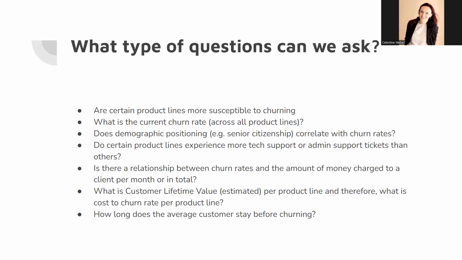So just out of my head, I was thinking of what type of questions we can ask. Are certain product lines more susceptible to churning? What is the churn rate across the product lines? How does demographic positioning, for example, senior citizenship or gender, correlate with churn rates, if at all? Do certain product lines experience more tech support or admin support tickets than others? Is there a relationship between the churn rates and the amount of money charged to a client per month or in total? And what is customer lifetime value estimated per product line, and therefore what is the cost of churn rate per product line? And how long does the average customer stay before churning?